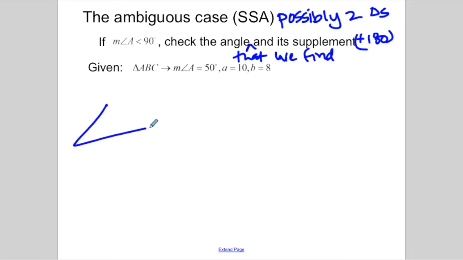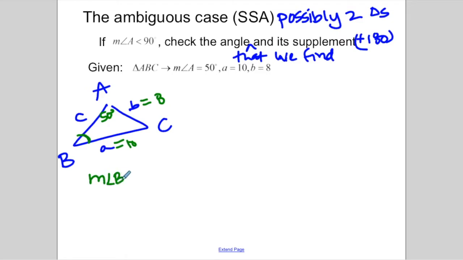So here's what we're given, triangle ABC. So I'm going to label. We have A, we have B, we have C. This is little a, little b, little c. And if I fill in everything I know, angle A is 50, side A is 10, and B is 8. Okay, so if I look, what I'm given is side, side, angle. So I need to find angle B. The reason I know I have to find angle B is I have this pair, and I can't find any C values until I have this. So we're going to find the measure of angle B.